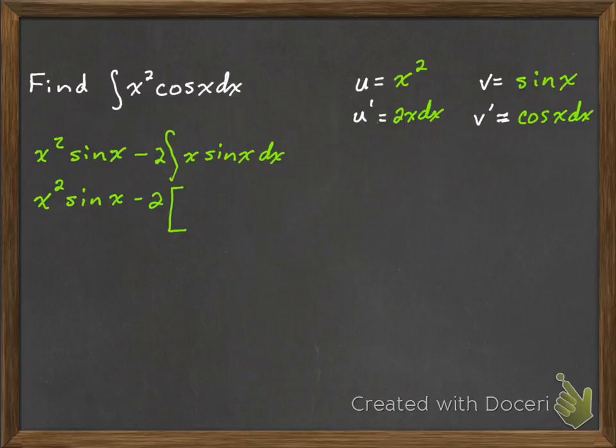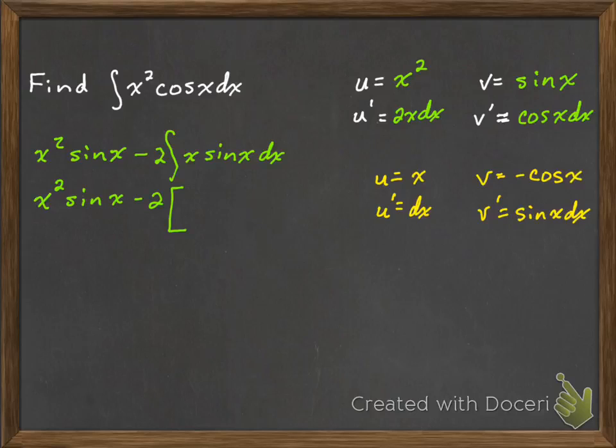You're going to notice we have x sine x, which means we're going to have to use integration by parts again. The u is going to be the algebra part. U prime, therefore, is dx. V prime is the trig part, so sine x dx, which means v is the antiderivative, or negative cosine x.